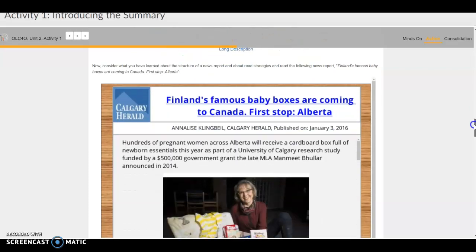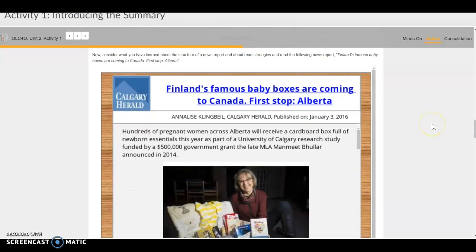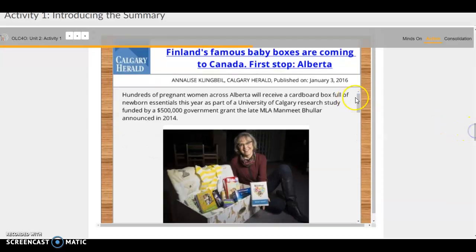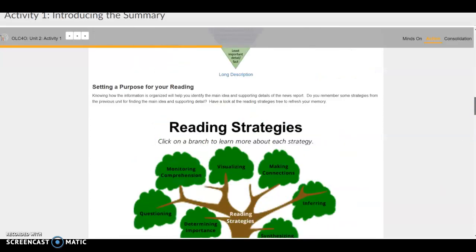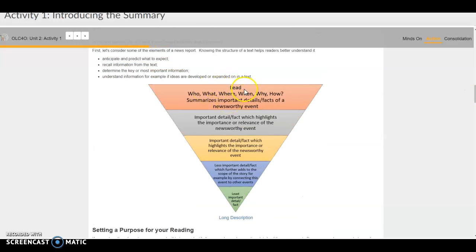Then we'll see if we can put the reading strategies into practice and read a news report. In this case, the news report you're going to read is "Finland's famous baby boxes are coming to Canada. First stop, Alberta." So you'll go through this news report and give it a read. Notice the different parts that make up the news report. You can go back and see how the news report starts with a lead, and then follows an inverted triangle structure.